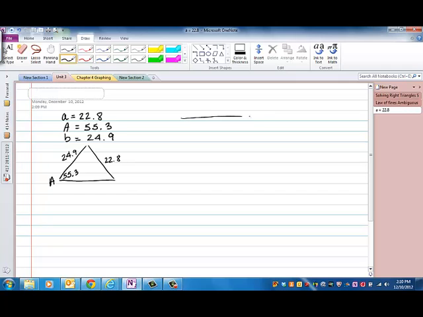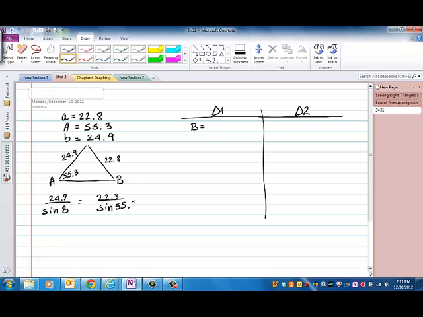We know that there are potentially two triangles, so I'm going to set up my table. And triangle 1, triangle 2. The very first thing that we have to solve for here is angle B. Using law of sines, that's the only thing that we can solve for at this point. So 24.9 over the sine of angle B equals 22.8 over the sine of 55.3.